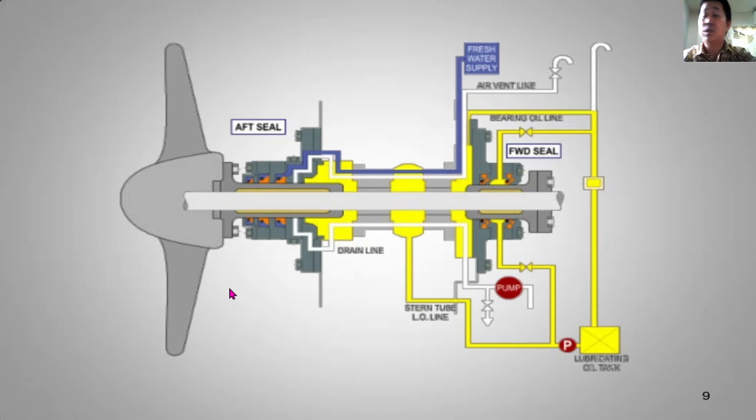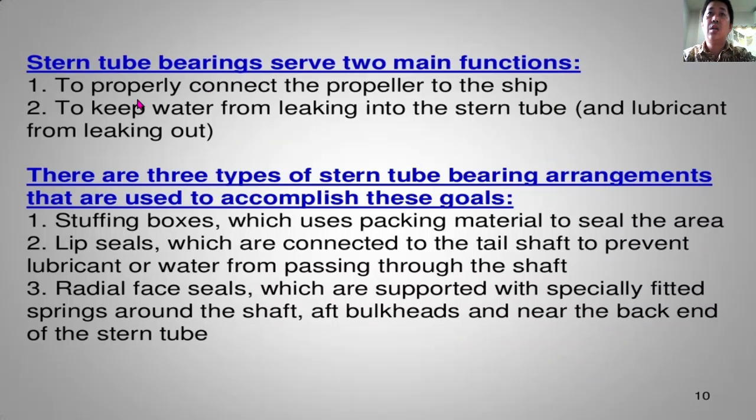So let us proceed. Stern tube bearings serve two main functions: to properly connect the propeller to the ship, and to keep water from leaking into the stern tube and lubricant from leaking out. There are three types of stern tube bearing arrangements used to accomplish these goals. First, the stuffing box, which uses packing material to seal the area. We also have lip seals, which are connected to the tail shaft to prevent lubricant or water from passing to the shaft.